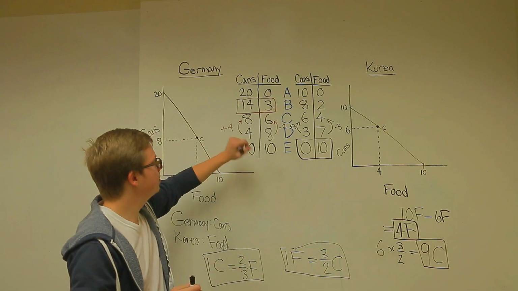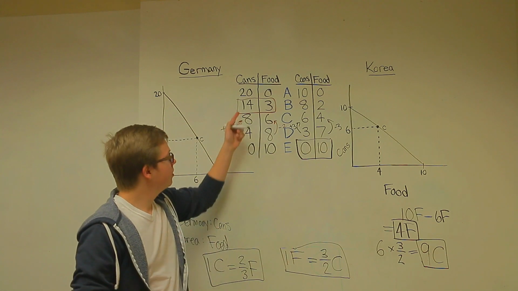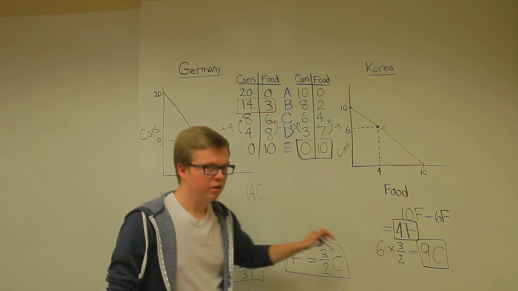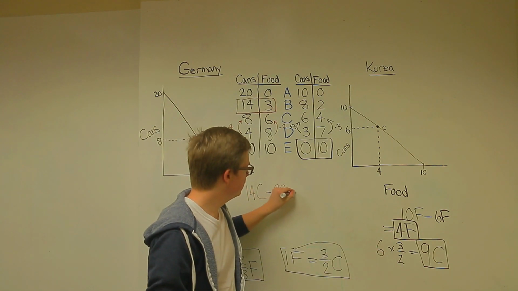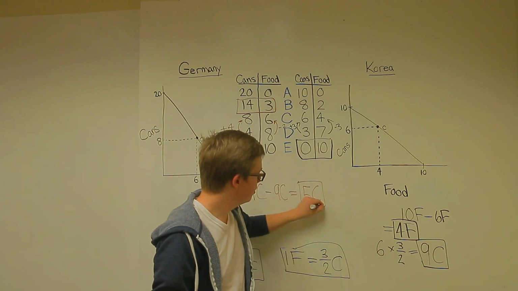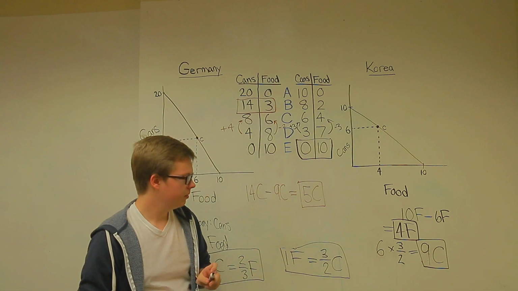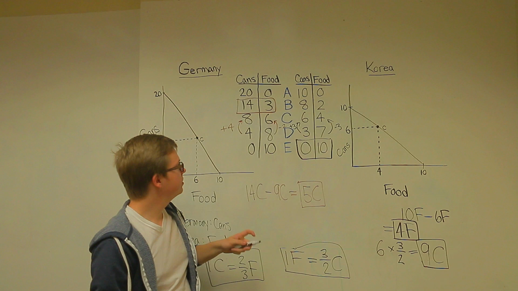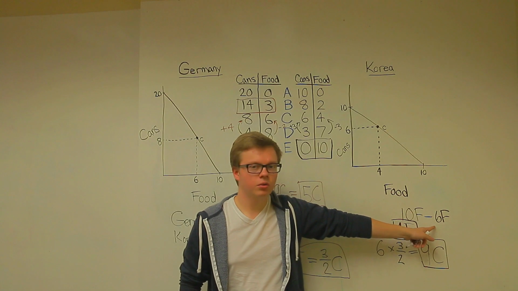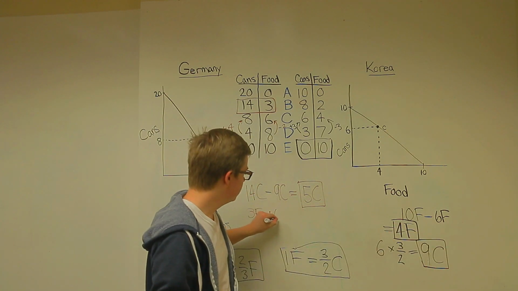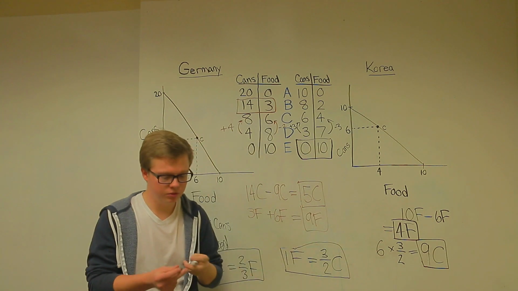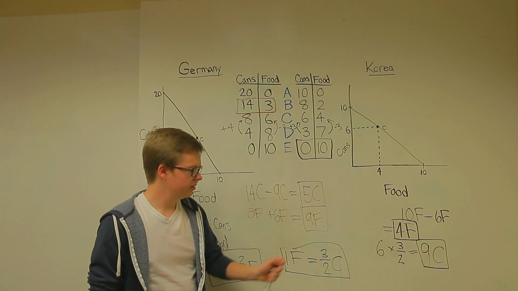So what about Germany? They produce 14 cans, and then, like we said over here, they're trading 9 of those cans away to Korea. So 14 minus 9, Germany's left with 5 cans. Then they're producing 3 units of food, and over here we said Korea is giving 6 units of food to Germany. So we add 6 units of food to that. Germany ends up, after trade, with 5 cans and 9 units of food.